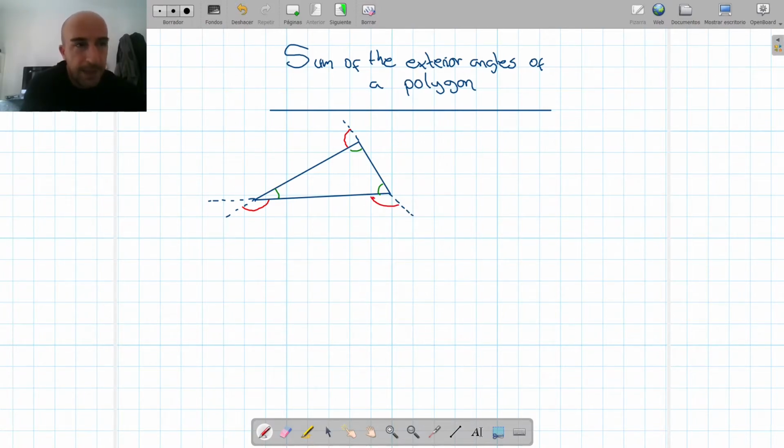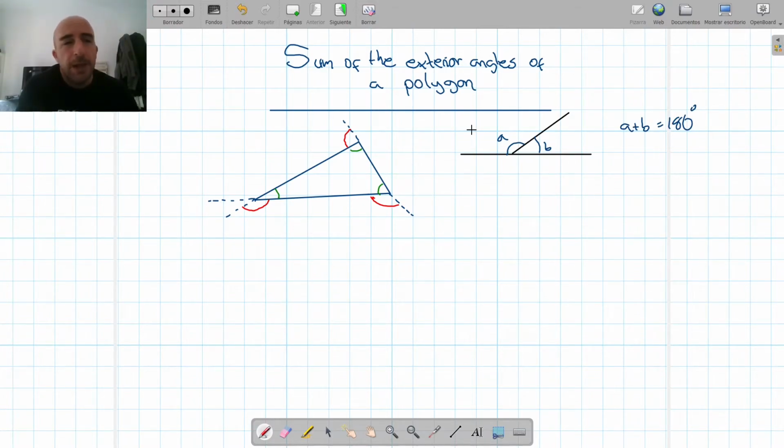So I also want to remind you that when we have a straight line, two angles that form a straight line add up to 180, because we're going to use it now. So if angle A and angle B form a straight line, they add up to 180 degrees. Okay, so what is the sum of the exterior angles of a polygon? If you don't want to watch any more of this video, I'll just give you the answer. The sum of the exterior angles of a polygon is 360 degrees, okay?